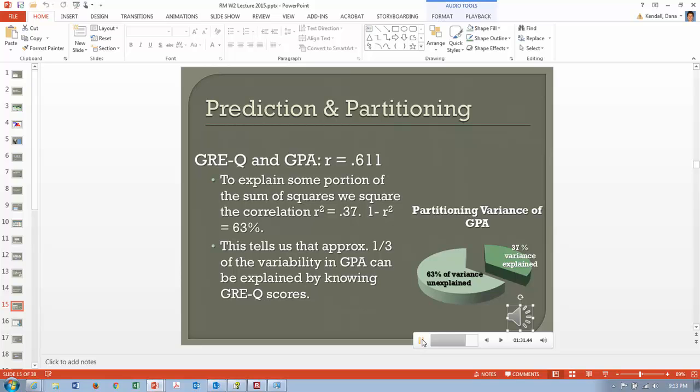So overall, we can see that approximately 1/3 of the variability in GPA can be explained by GRE Quant, and that's great. We have a good predictor. It's not perfect. It doesn't predict perfectly, as we would expect. Knowing your math is not going to perfectly predict your performance in graduate school. It will help, of course, but we also have other factors that we can use to explain some of that variance that is left over.